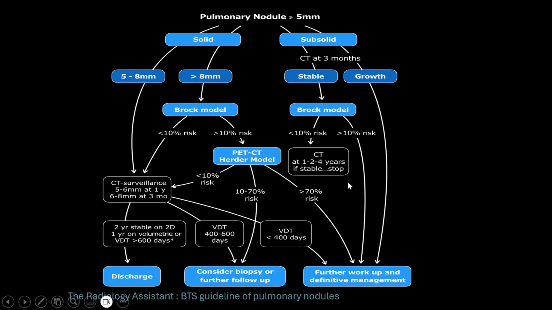This pathway is adopted by the British Thoracic Society, and it shows how we deal with nodules, whether solid or subsolid. If it is less than 5, we don't need to follow them. If it is between 5 and 8, we do surveillance, we follow them. If it is more than 8, we do the Brock model, which is a score calculated that gives us a percentage of the likelihood of malignancy.